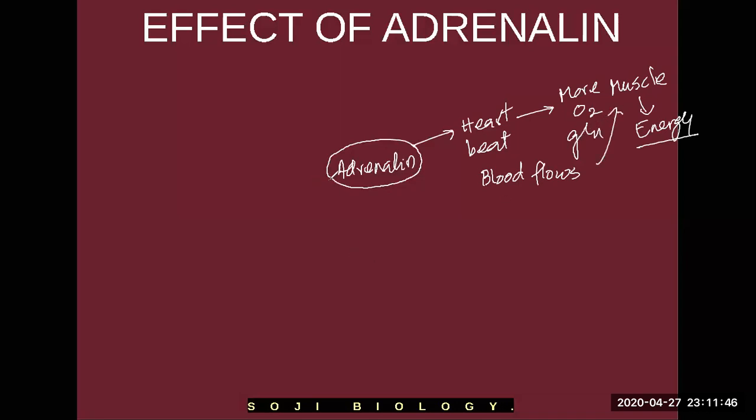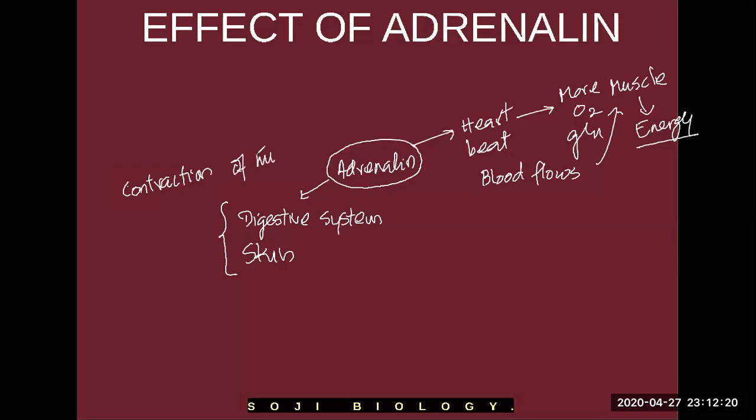Okay, and it does one more thing. It will cause less blood flow to the digestive system. To the digestive system, the blood flow decreases. To the skin, the blood flow decreases, right? And how? The adrenaline makes the blood vessels that take blood to the digestive system and the skin narrow. Okay, it causes contraction of muscles, okay, contraction of muscles in the blood vessels, okay, in the blood vessels that transport blood to these places, right?